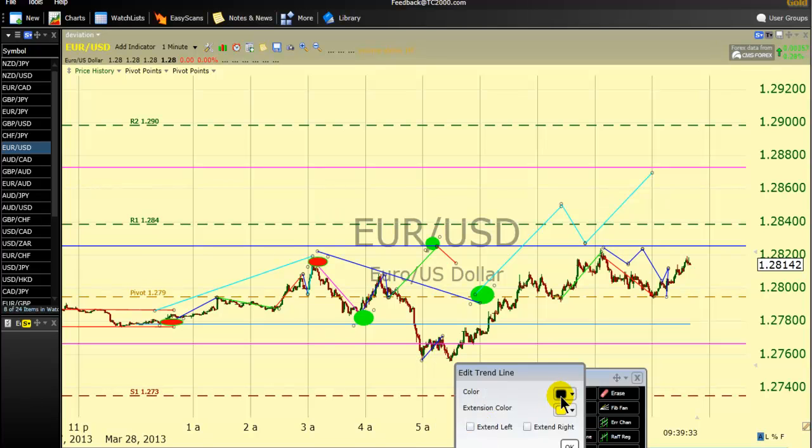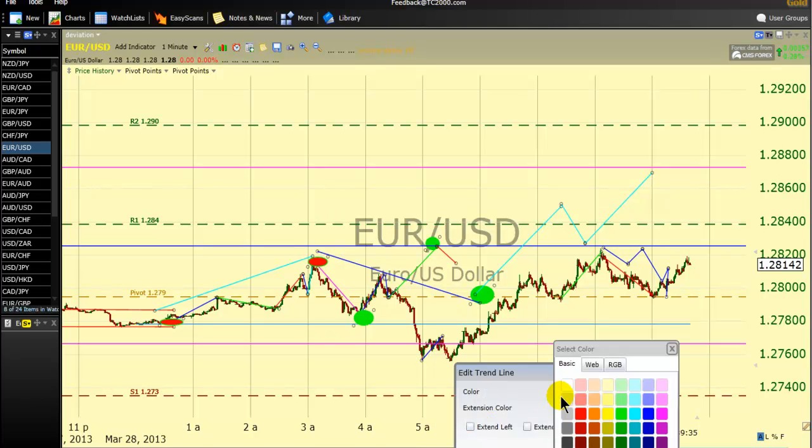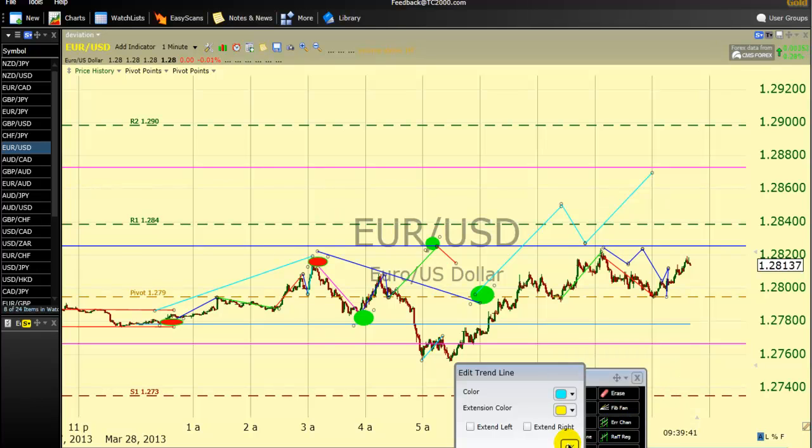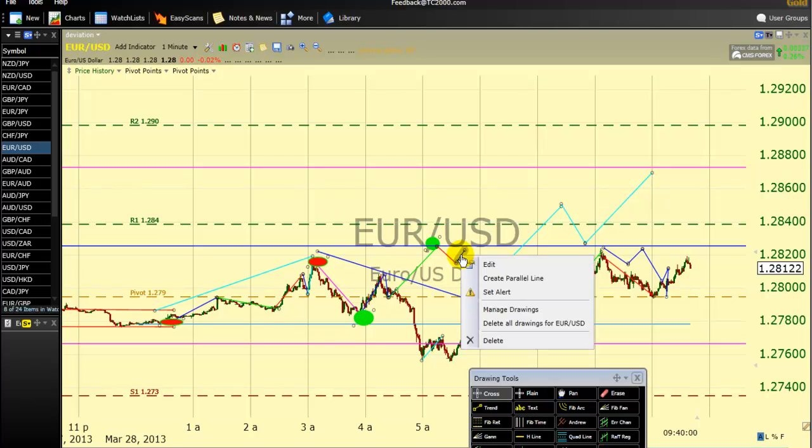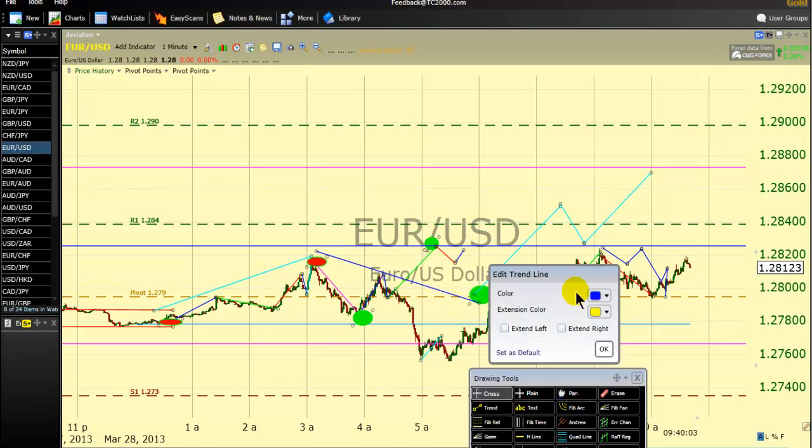I will use turquoise now. Pay attention carefully. This section here, we are cutting this section. If you understand what we are doing, we cut this section and I put it here to form the second part of the C corrective wave. I will color this line now into turquoise.